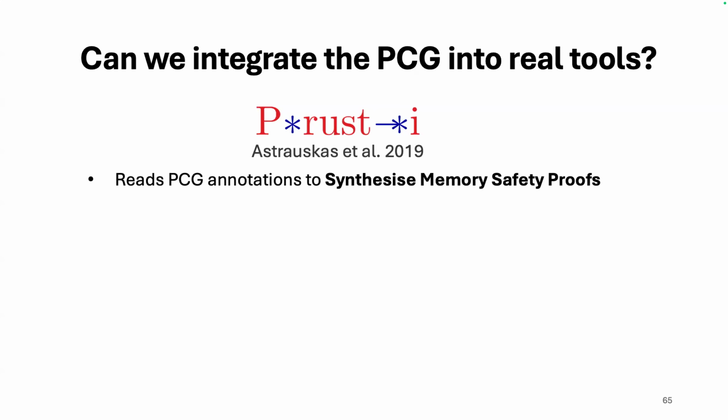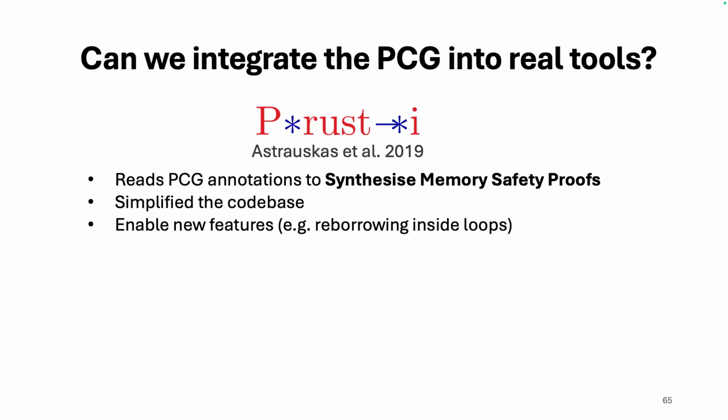So we updated Prusti to instead get the annotations generated by the PCG corresponding to what actions it took, and then translating those into separation logic proof statements. So this becomes simply reading off this list from the PCG and doing this one-to-one translation. So it simplified the Prusti code base a bit and let us support quite a few new features in terms of what borrowing patterns we could support.